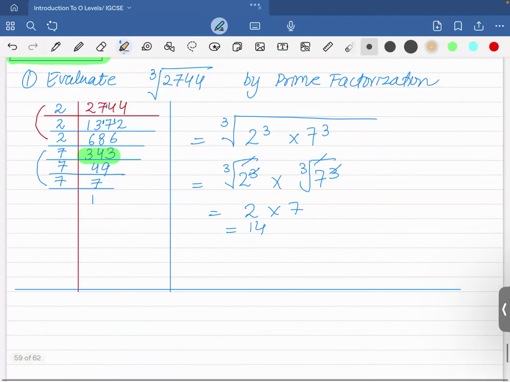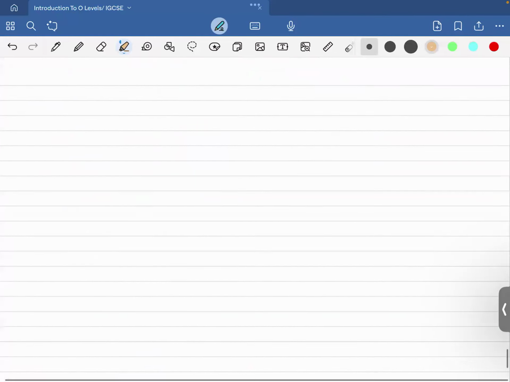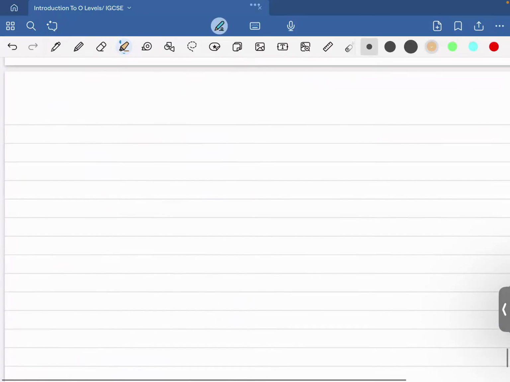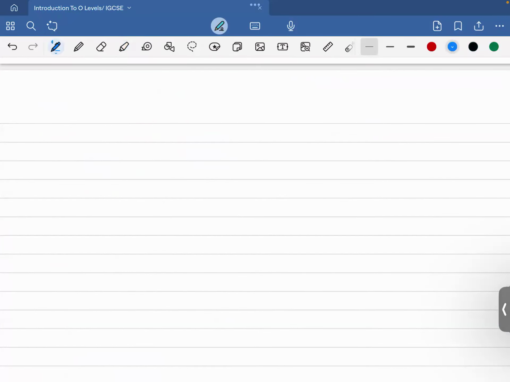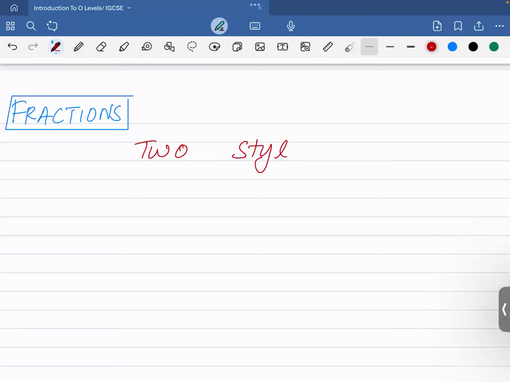All right. So I'm proceeding. I think I should start from the next page. All right. So please pay attention, everybody. I am proceeding with the fractions first. Beta, all of you are familiar with the fraction of two styles. Agree?